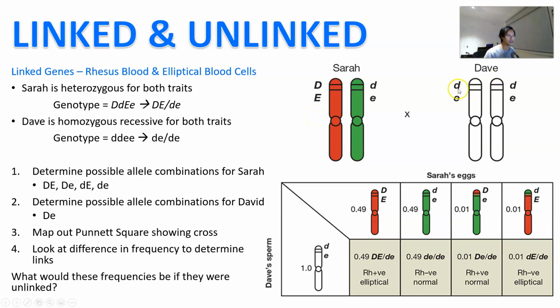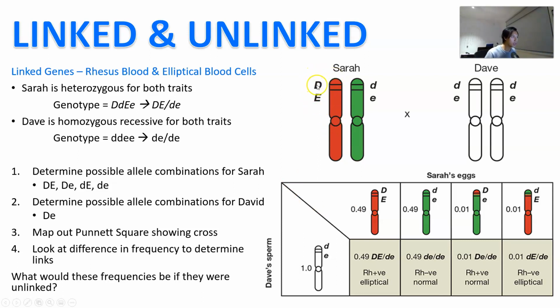Why? Because Dave has the same genotype, so he's only got one possible combination, right? She, on the other hand, has 1, 2, 3, 4 different combinations, right? So once again, all the different allele combinations are there. However, if we look at the percentage ratios, they're all going to be different. Why? Because they're on the same chromosome, most of the time they're going to be sorted together.